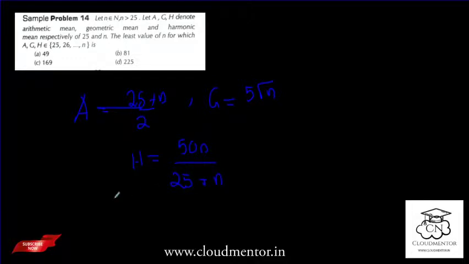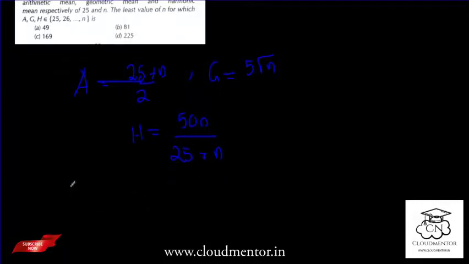Okay, and A, G, H are natural numbers, so n must be an odd perfect square. So for n, we have to apply 49, 81, 169 and 225 in the place of n. If A, G and H are natural numbers for any of these numbers, then that is the number we need.